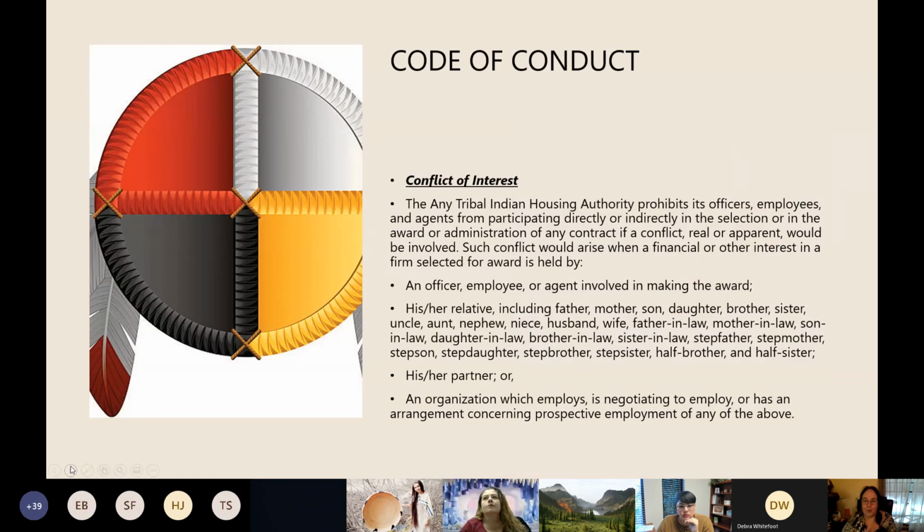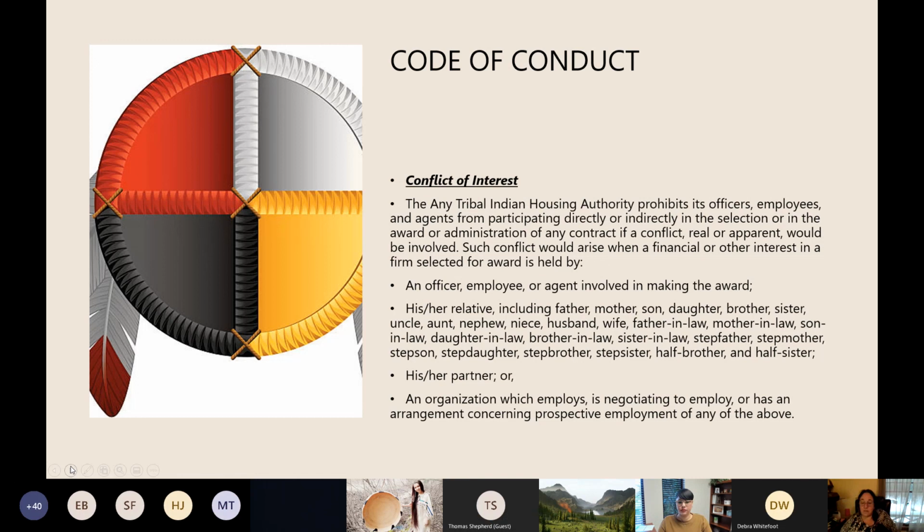So, the code of conduct for a conflict of interest. The Any Tribal Indian Housing Authority prohibits its officers, employees, or agents from participating, directly or indirectly, in the selection or the award or administration of any contract if a conflict, real or apparent, would be involved. Such a conflict would arise when a financial or other interest in a firm selected for award is held by an officer, an employee, or an agent involved in making that award.